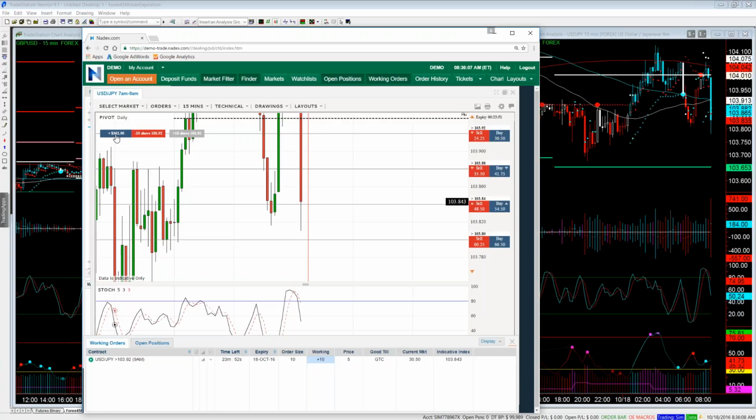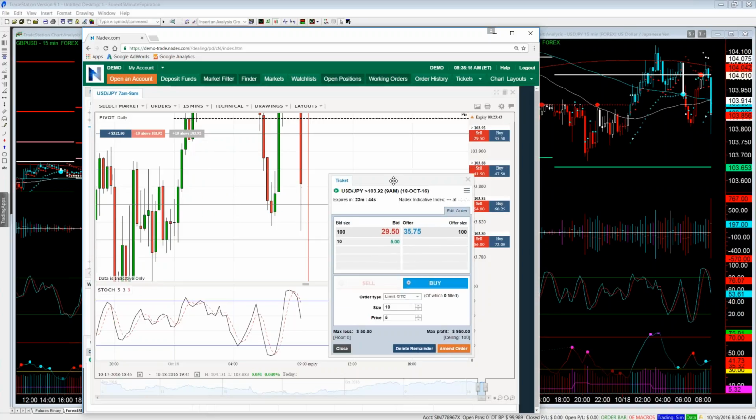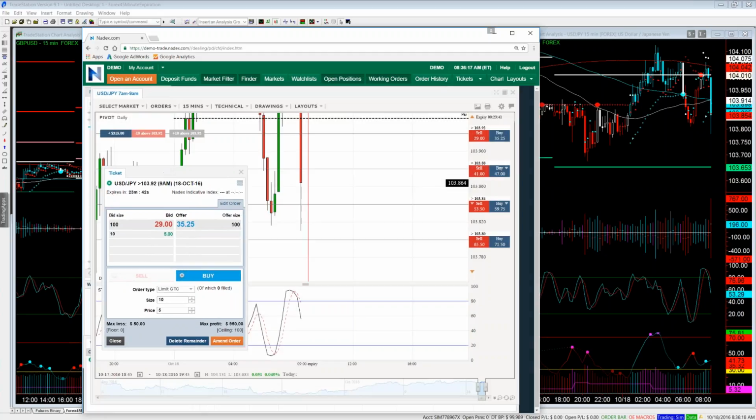For example, right now we've already made at least 100% on this trade, and you can click here and actually have this open. So if you want to exit early, you can actually do that as well. I'd like it to come down to about 103.80. We'll have to wait and see if it does.